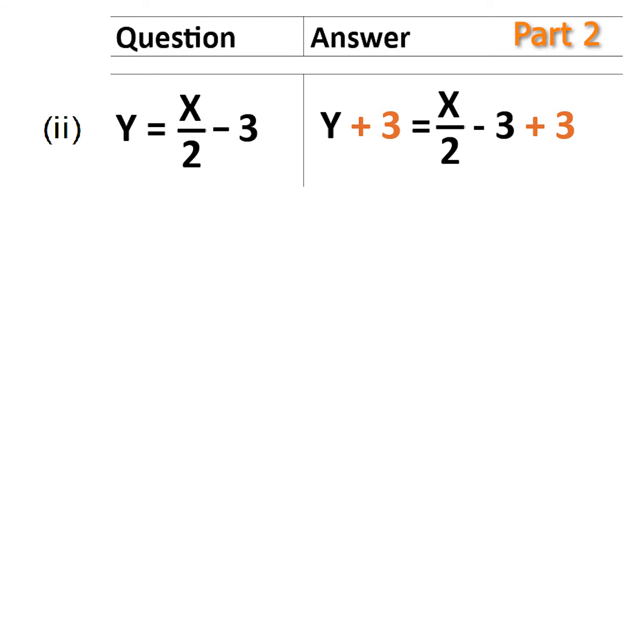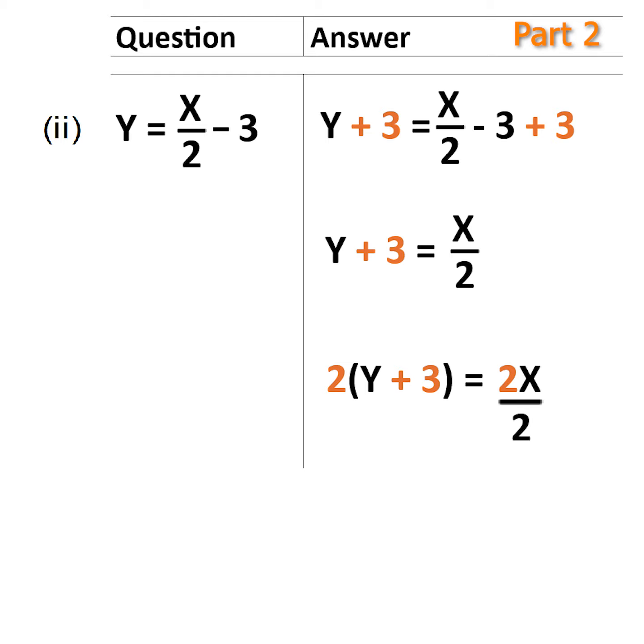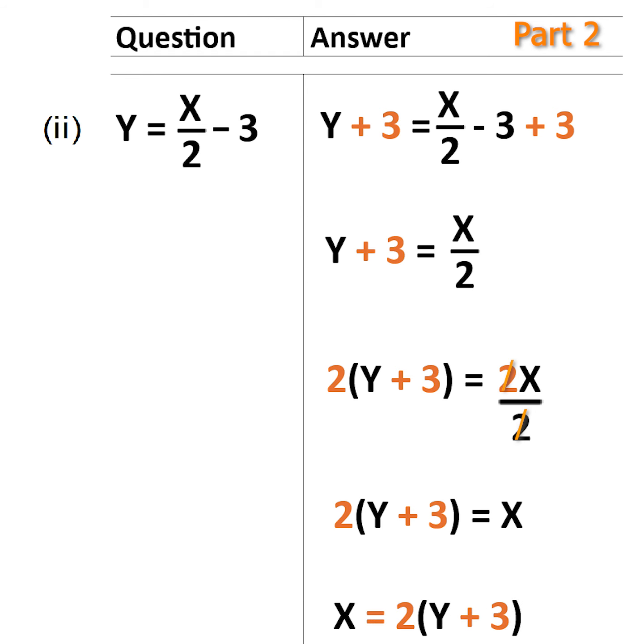In part 2, question 2, y equals x divided by 2 minus 3. To leave x on its own on one side of the equation, we need to remove the 3 and 2 from the side of x. We start by first removing the minus 3 using inverse BODMAS rules, leaving us with y plus 3 equals x divided by 2. To finish off, we need to remove the 2 that's dividing x. To do this, we multiply both sides of the equation by 2, leaving us with y plus 3 then multiplied by 2 equals x, or x equals y plus 3 then multiplied by 2.